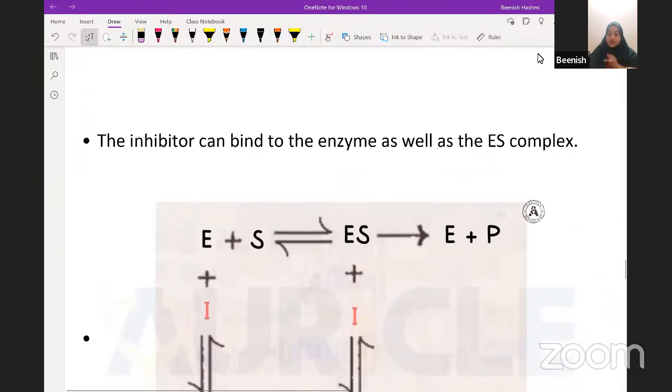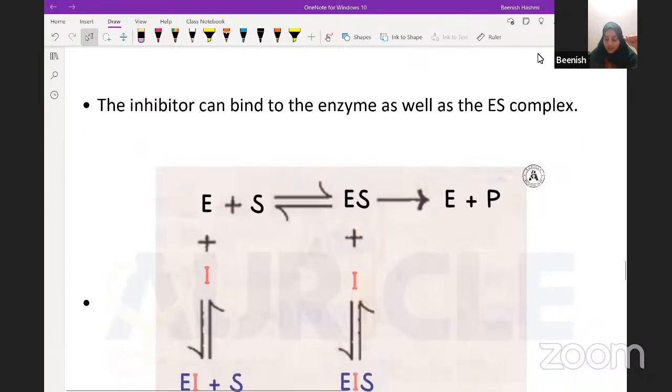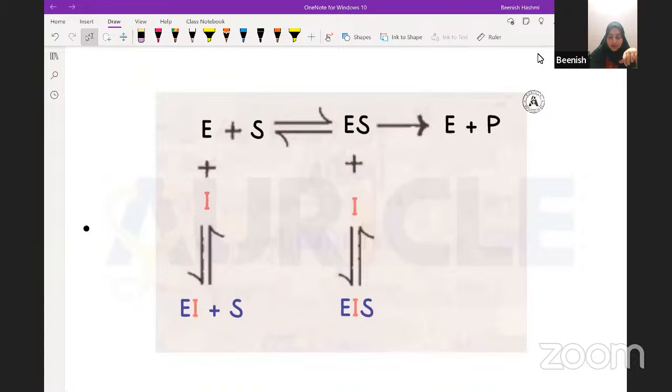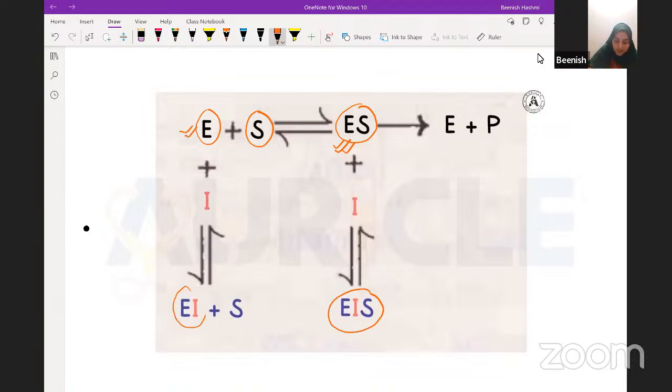Now it says the inhibitor can bind to the enzyme as well as the enzyme substrate complex. In non-competitive inhibition, your enzyme is going to bind to the substrate and form the enzyme substrate complex. Your inhibitor is capable of binding to this enzyme substrate complex and forming ESI, and also it can bind to free enzyme and form the enzyme inhibitor complex. So the inhibitor can either bind to the free enzyme, or it can also bind to the enzyme substrate complex.